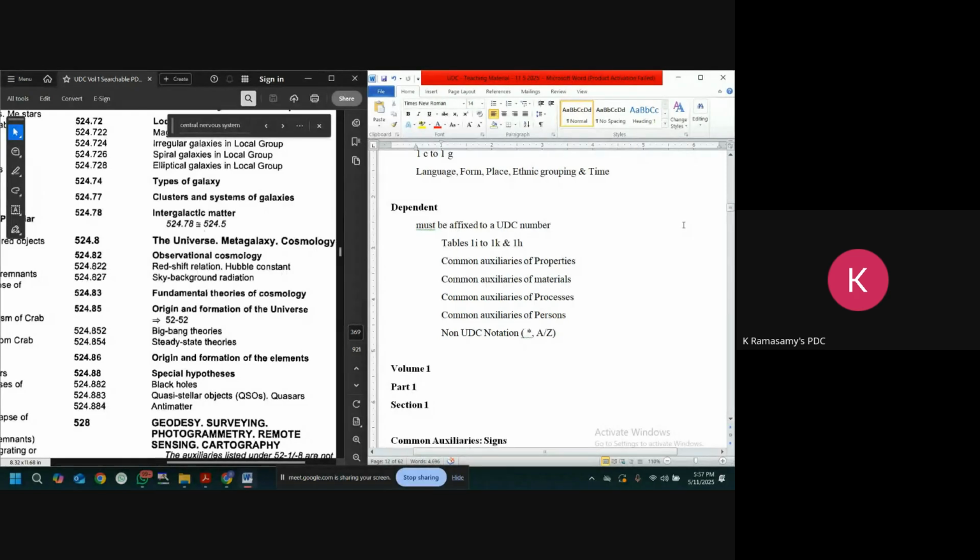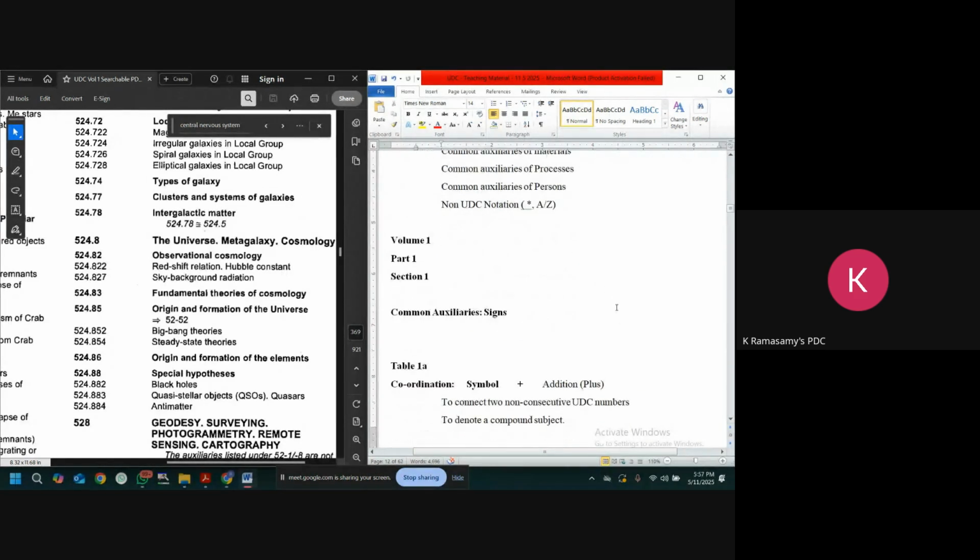So common auxiliaries are of two different categories from two different points of view. First point of view, some common auxiliaries are signs and some are given in the form of tables. That's the first way of classifying. What is the second classification? Some common auxiliaries are independent common auxiliaries and some are dependent common auxiliaries. Fine, good. With this understanding, let me start our exercises.